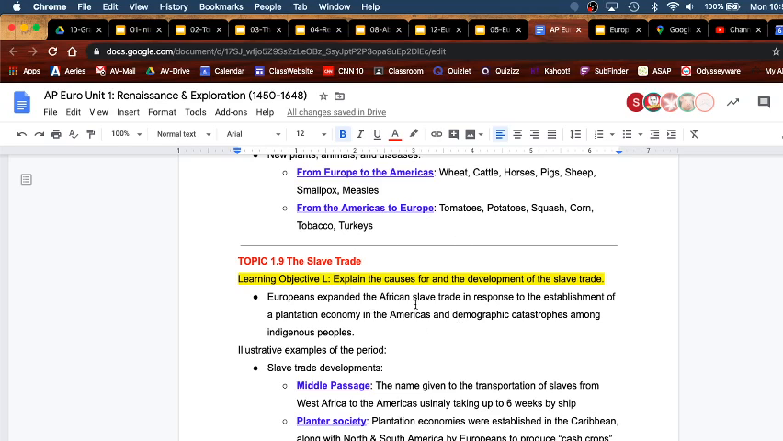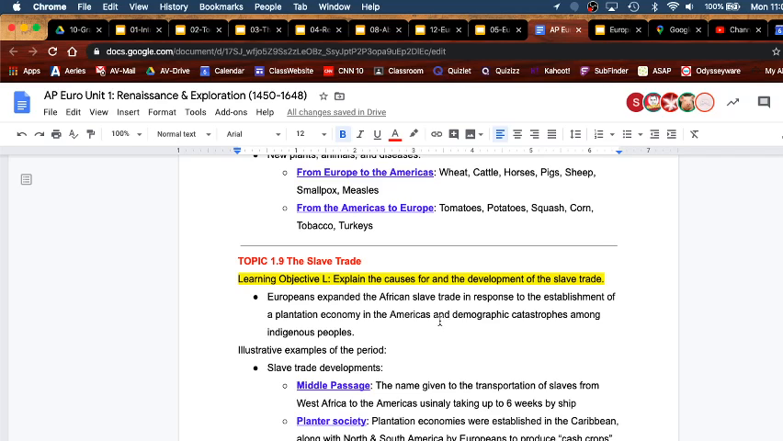This study guide was not made by me, but was given out by the College Board. And I took the College Board's key concept outline and I just pasted it into a readable format for my students. I highlighted the learning objectives, and when it came to the illustrative examples of the periods, I've given a little bit of my own commentary, and that's what I plan to do here today.